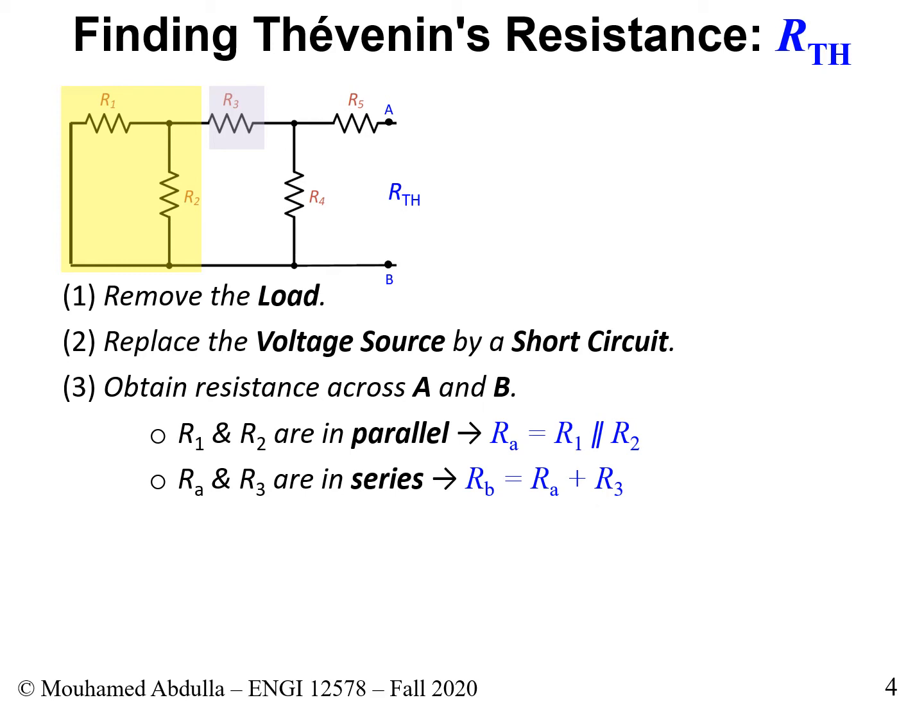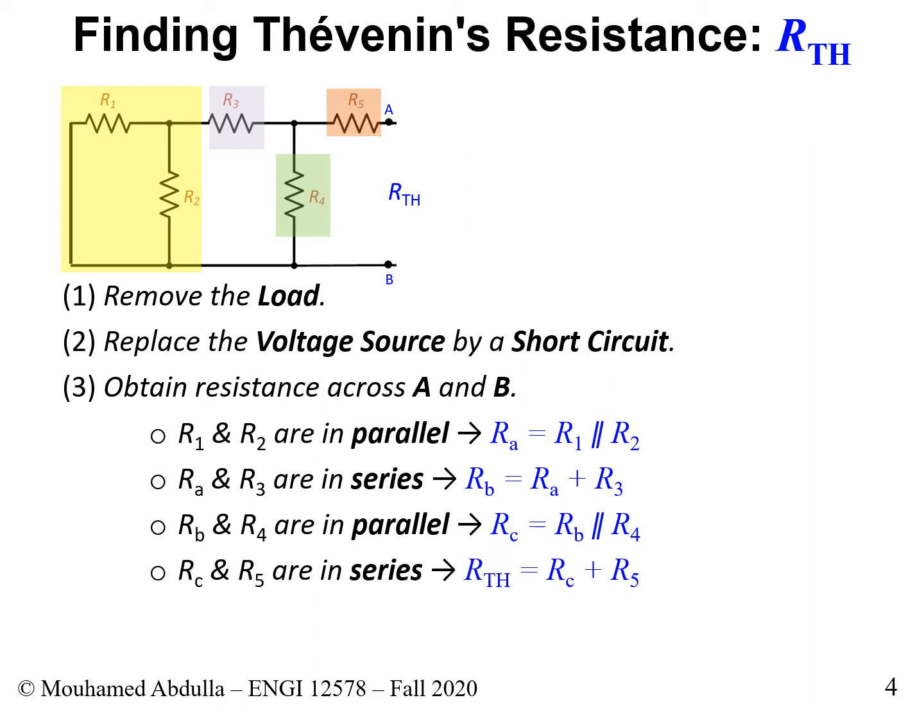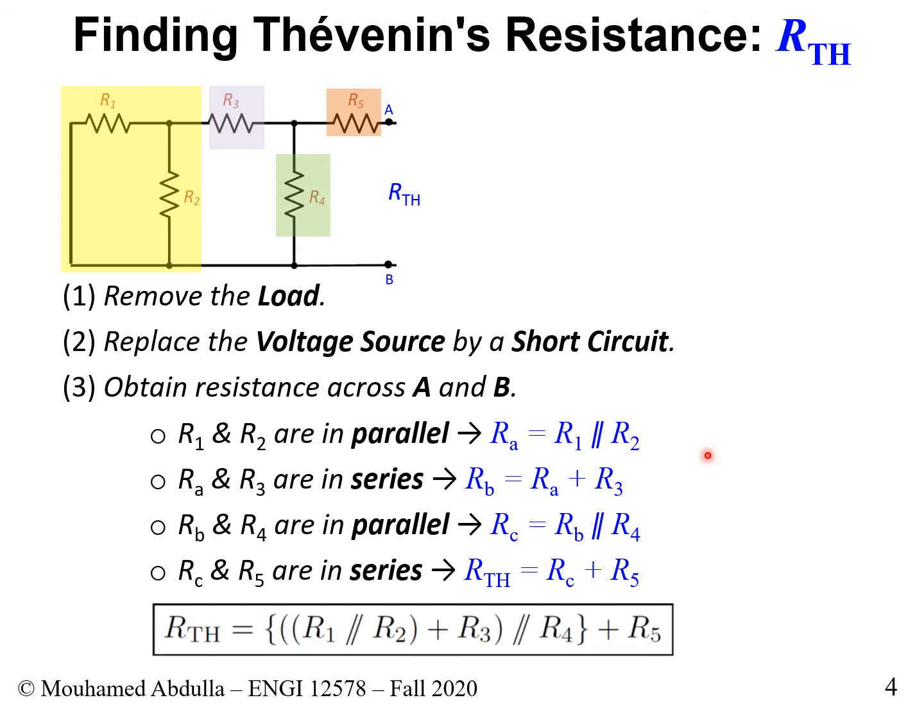The next thing that we do is we notice that the result that we got, which we called RB, and R4 are in parallel. This is what we have, and we call it RC. And finally, the result that we have, RC, which is all this thing here, with R5, they are in series, therefore we add them together, and this is our RTH. So if we work backward and put everything together, this is the final result that we get.